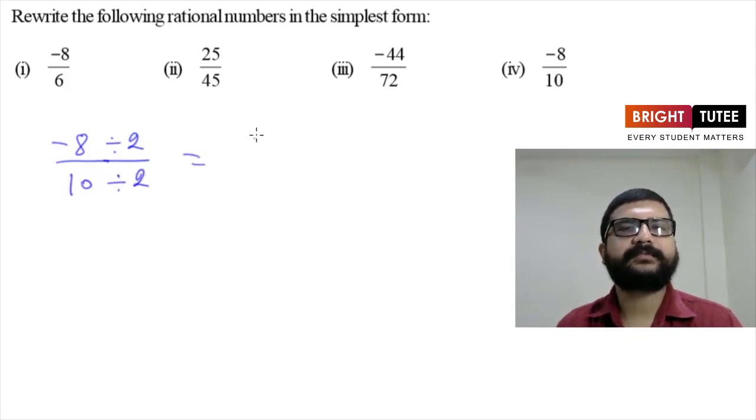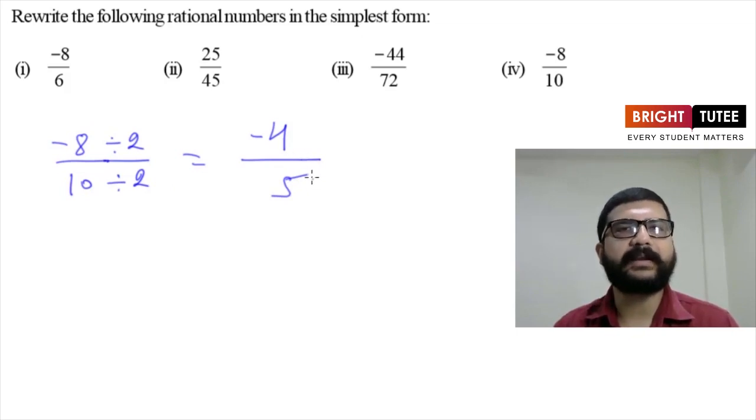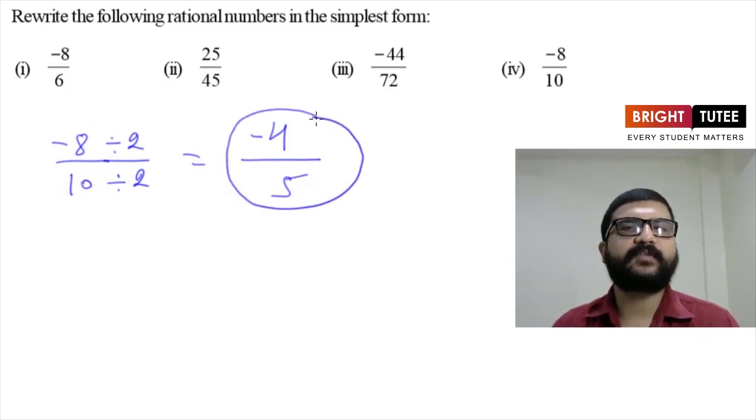Minus 8 divided by 2 gives us minus 4, and 10 divided by 2 is 5. Now is there any common factor between numerator and denominator? No, there is no common factor between numerator and denominator other than 1. The only common factor is 1. So therefore this number is the simplest form of minus 8 upon 10.